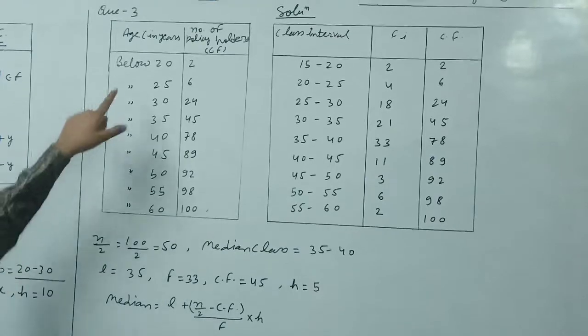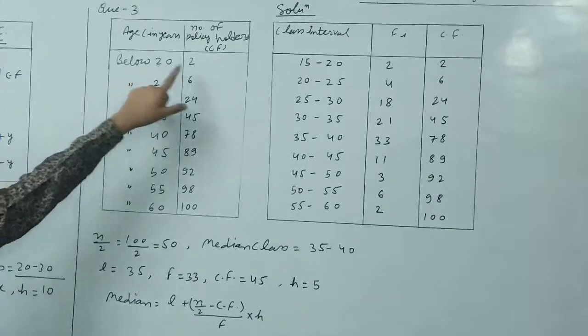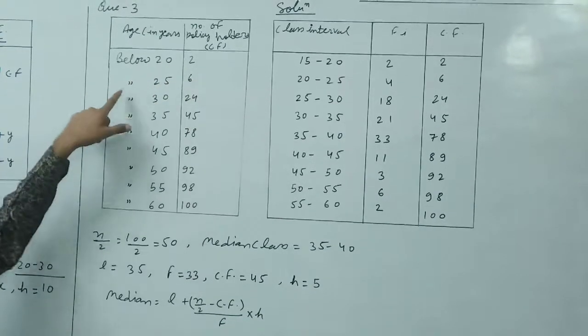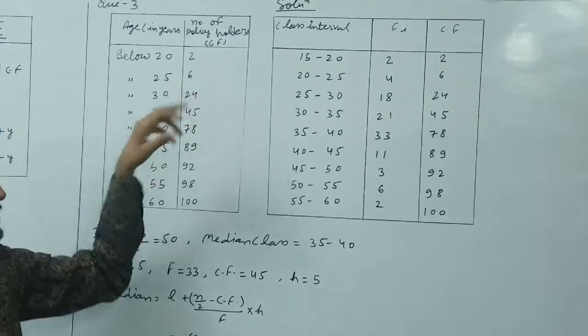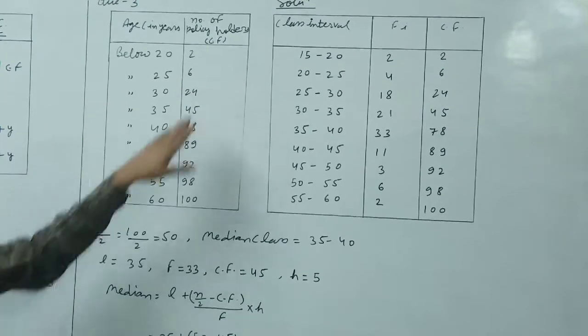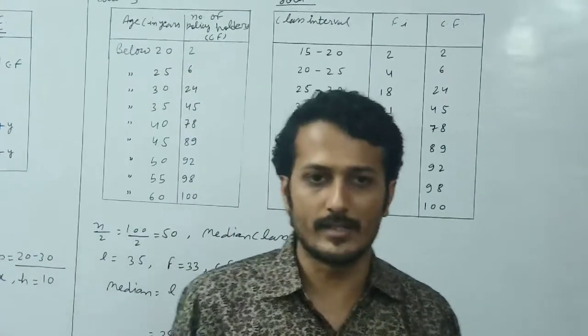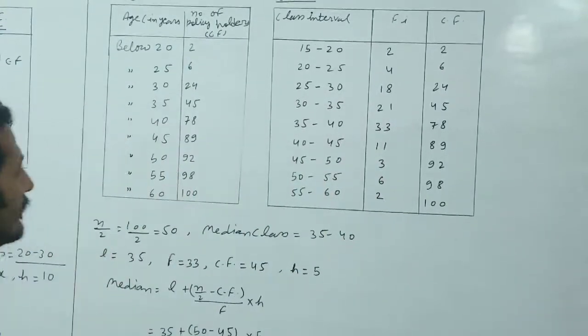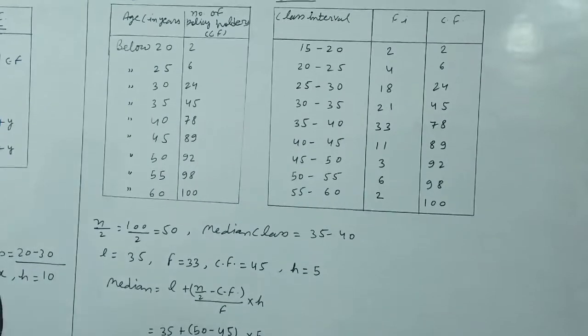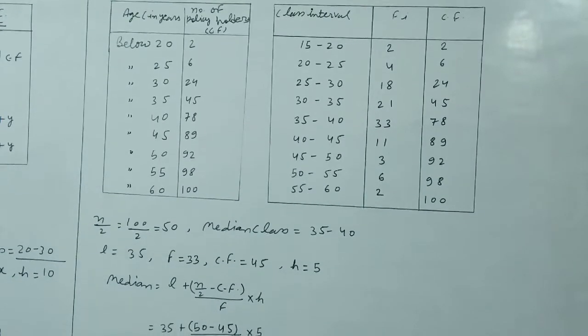That means we are given with below 20 the number of policy holders is 2, below 25 the number of policy holders is 6, and so on. So the value which is given to us is the cumulative frequency. That means we are given the cumulative frequency. So first we need to find out class intervals and fi.